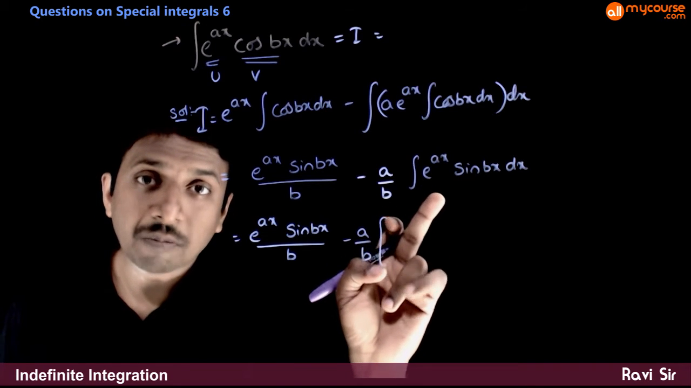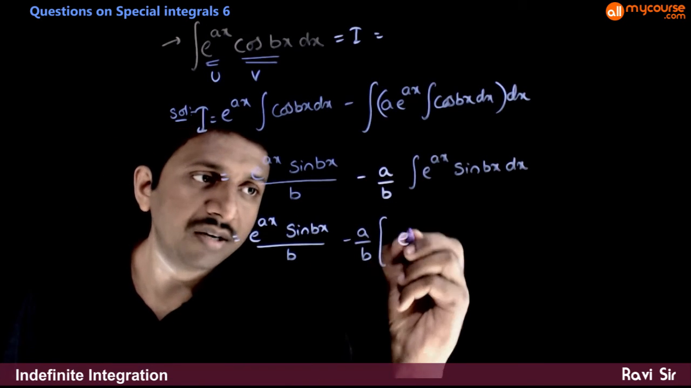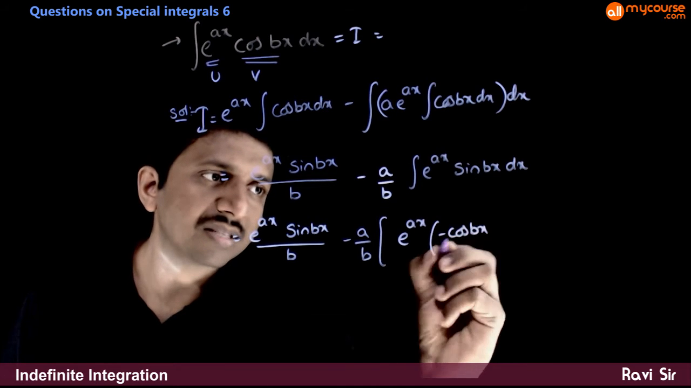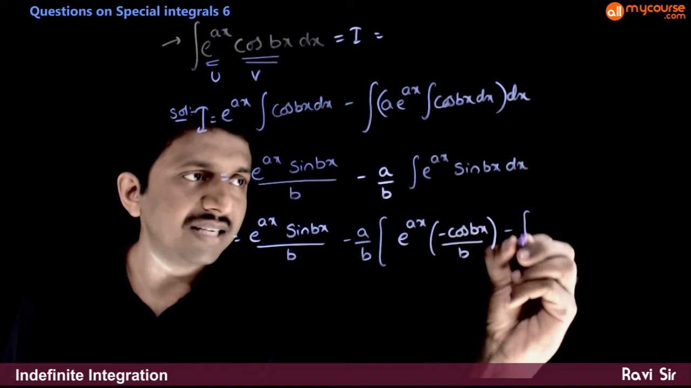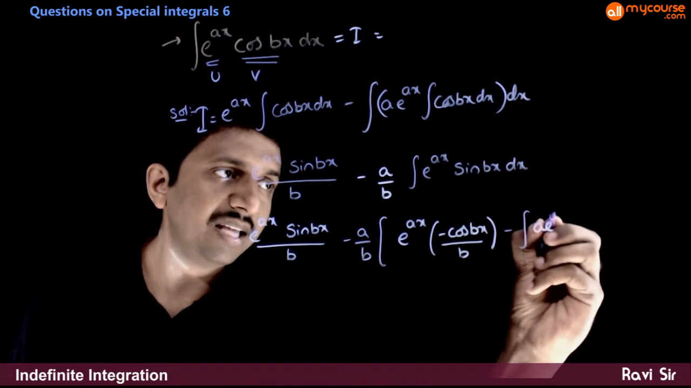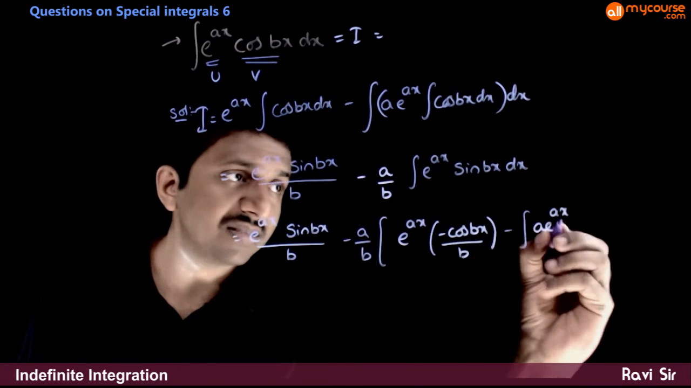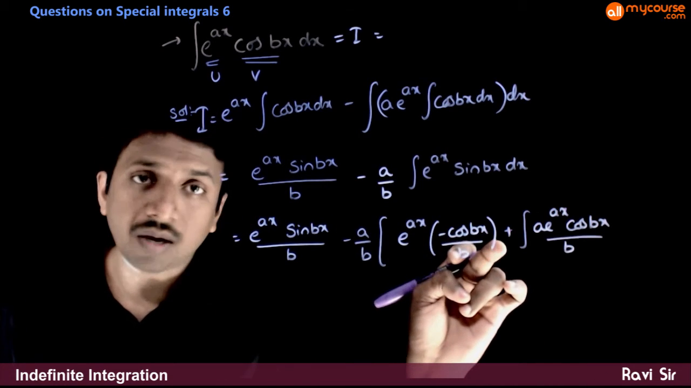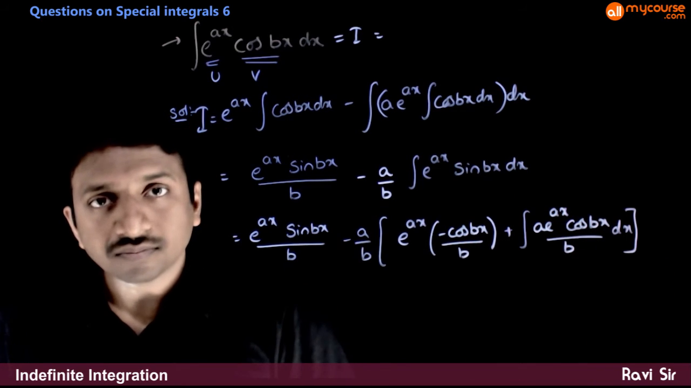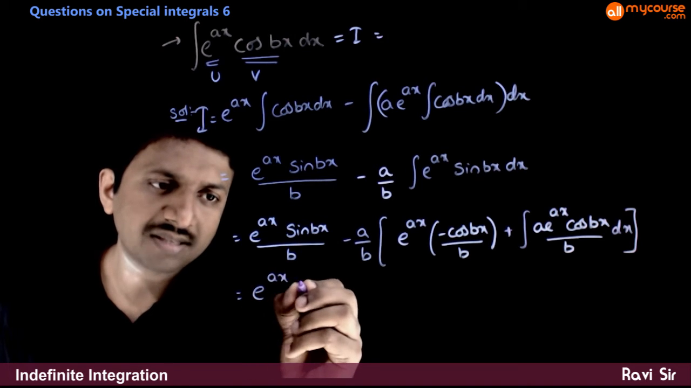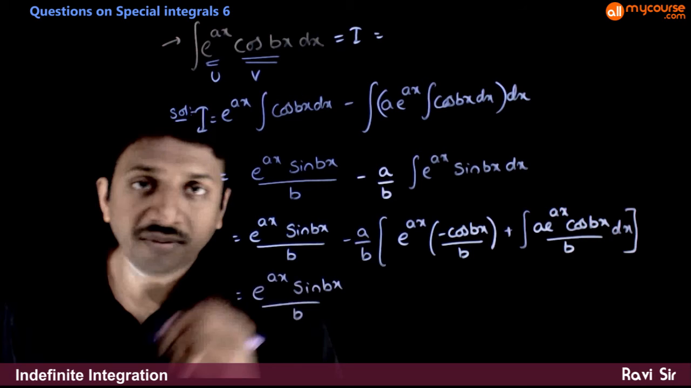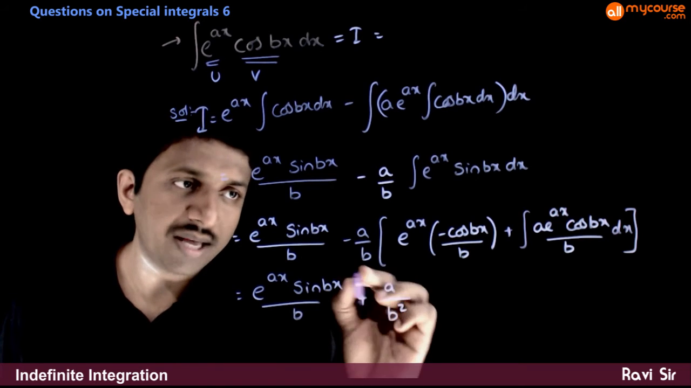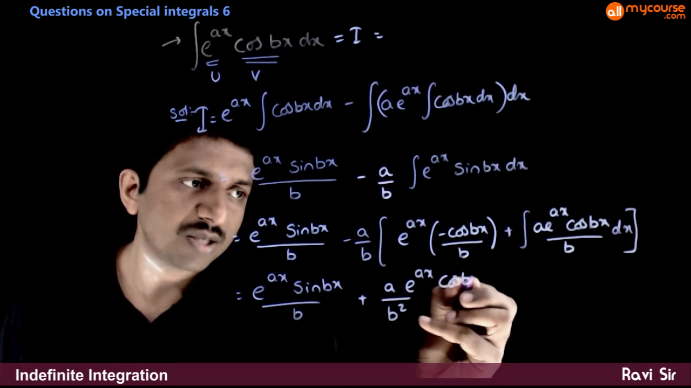So let us use by parts again for this function. How do we solve this? u into integration of sin bx, which is minus cos bx by b, u integral v minus integral of du by dx, a e power ax times integration of sin bx, which is minus cos bx by b. With a minus coming out, this becomes plus. So that is equal to e power ax sin bx by b, minus of minus becomes plus a by b square times e power ax cos bx.